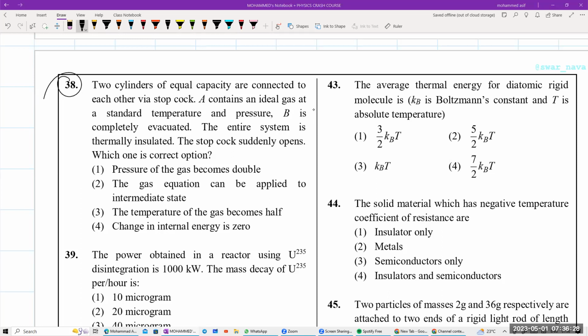2 cylinders of equal capacities are connected to each other by a stop clock. A contains an ideal gas at standard temperature and pressure, and B is completely evacuated. The entire system is thermally insulated. The stop clock suddenly opens. Which one of the following is correct? Pressure of the gas becomes double. The gas equation can be applied to the intermediate state. The temperature of the gas becomes half. The change in internal energy will be equal to 0.